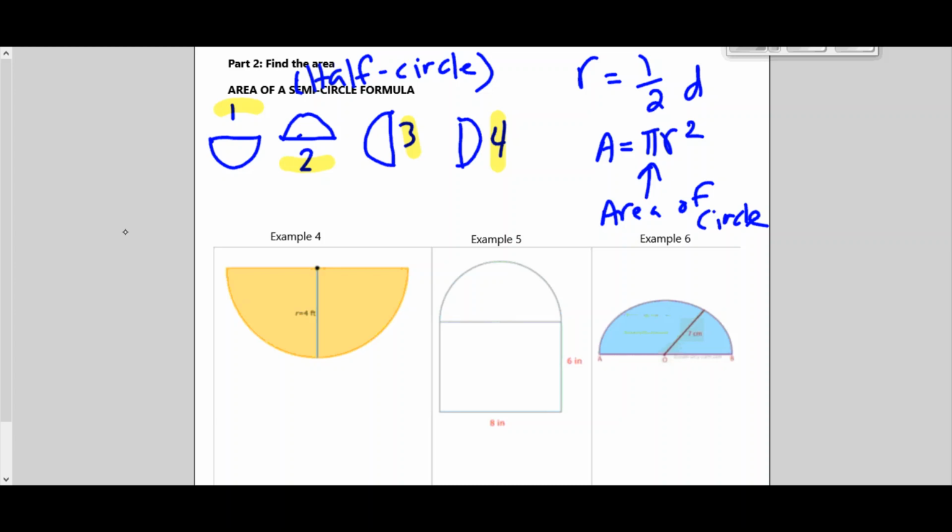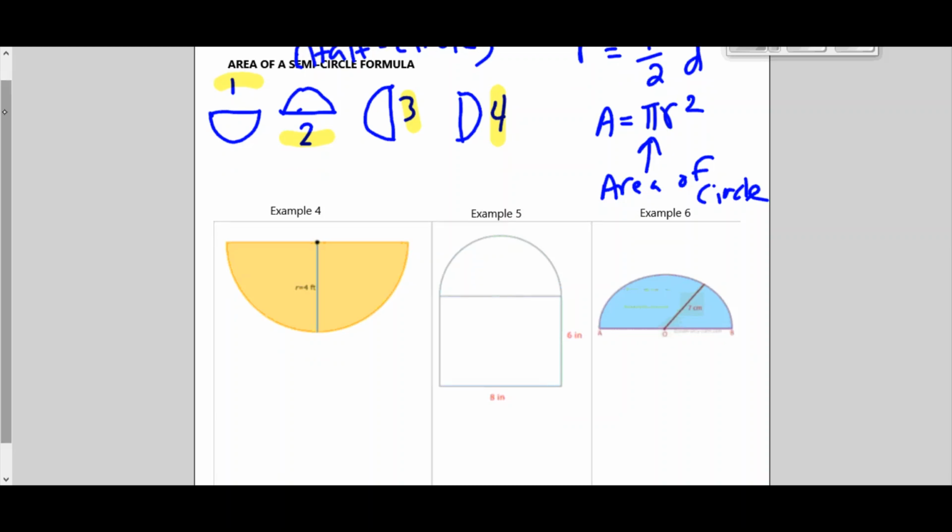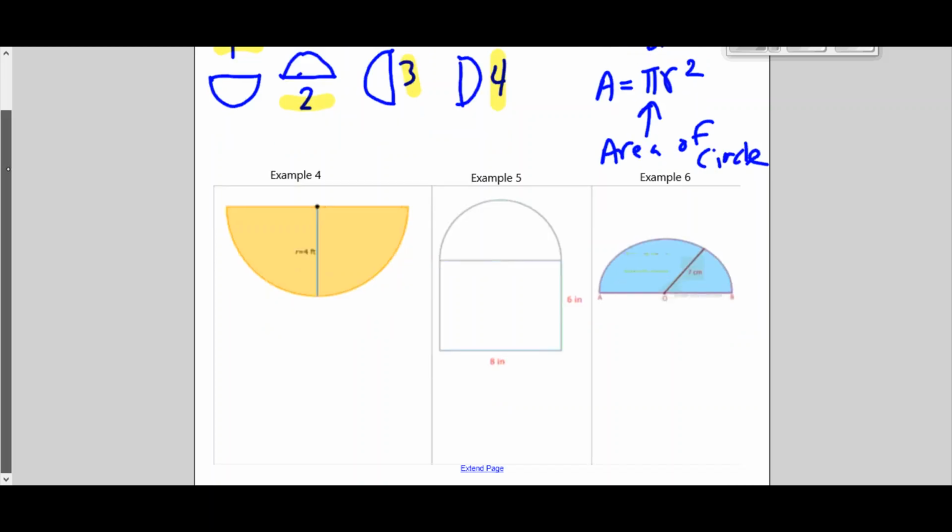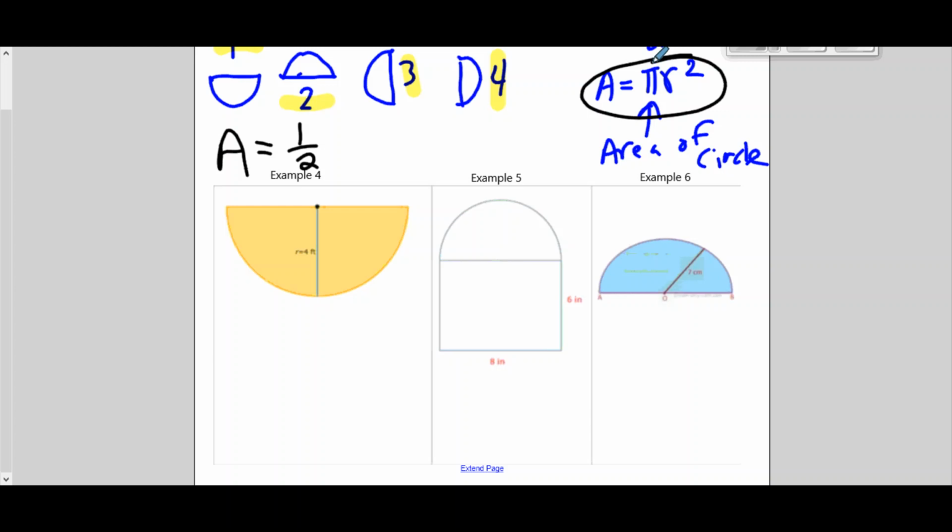So how do we find the area of a half circle? Well, just like the drawing is half of the circle, the area formula is going to be half of what it normally is. So the area formula is 1/2 of the area of a circle. Well, we know the area of a circle. We wrote it down. It's right here. It's pi r squared. So area is 1/2 of pi r squared. So that's the formula.